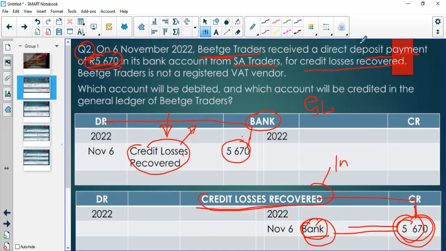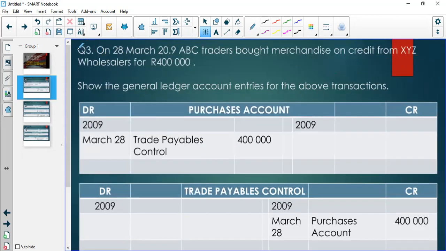A direct deposit payment into our bank account obviously affects the bank account, and this is credit losses recovered. If you know the chart that we gave you, which lists assets, income and so on, it has your credit losses recovered and your bank account. So it becomes easy to identify. Once you identify an account, you know its category. If it is an asset, it increases on the debit. If it is income, it increases on the credit. That should not be too hard.